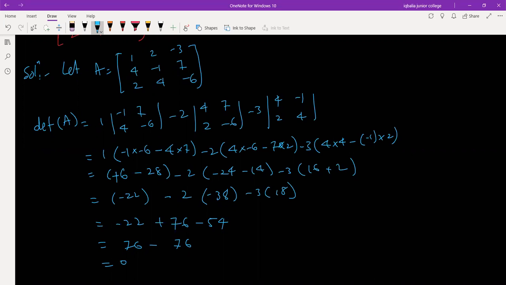Let me check whether the answer is correct or not. Yes, the answer is correct, that's 0. Okay. So have you understood how we are solving, how we are finding determinant A or determinant of a matrix? If you have any doubt in finding determinant, then let me know. I will try to explain how we are solving determinant. No doubt, sir. Okay, no problem.